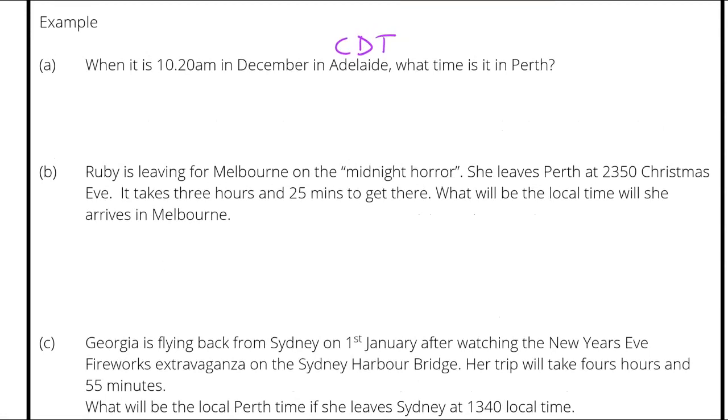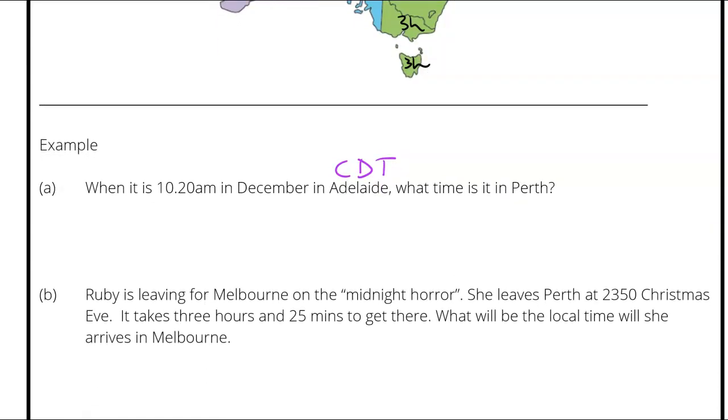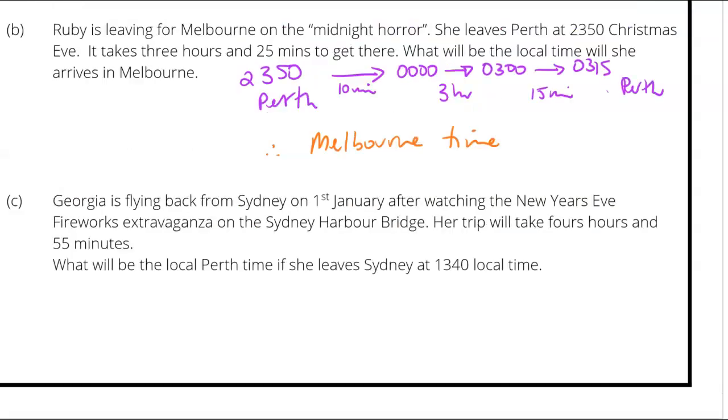So going back to the December in Adelaide, what time is it in Perth? So Perth is 2.5 hours behind Adelaide during daylight saving. So 2.5 hours behind. So if we go 2 hours back, it'll take us to 8:20. Half an hour back should take us to 7:50. So 3 hours and 25 minutes Perth time.